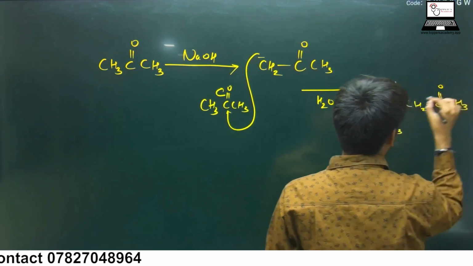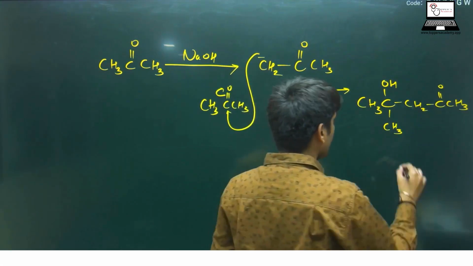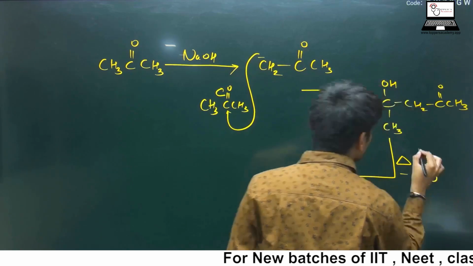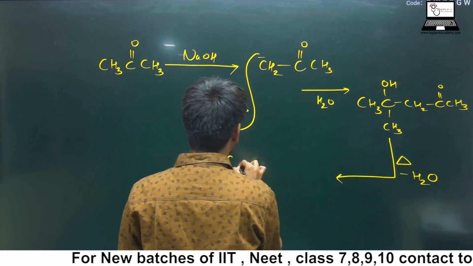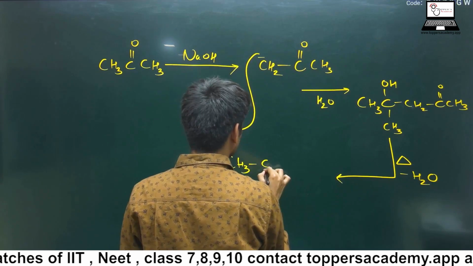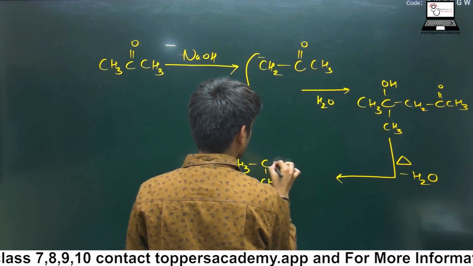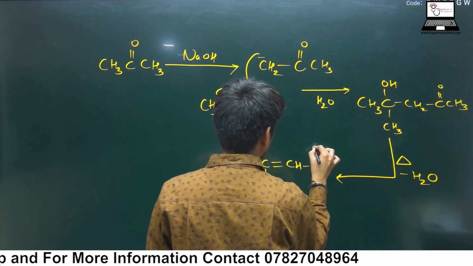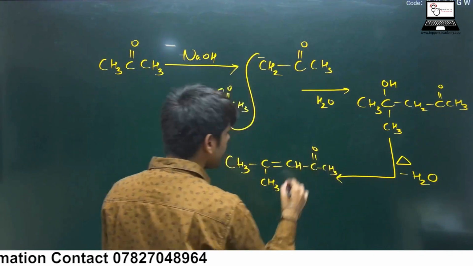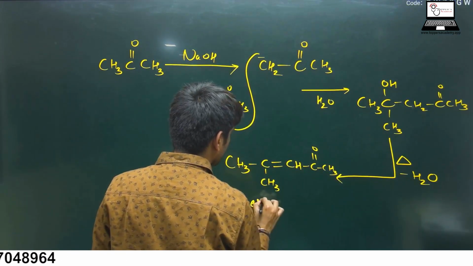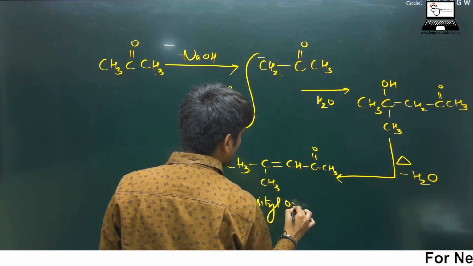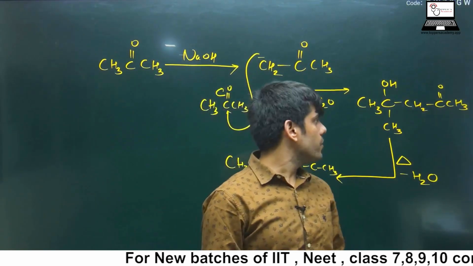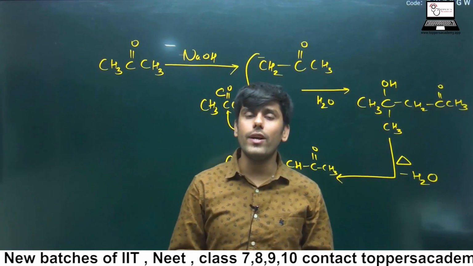So this is your alpha beta unsaturated ketone. Now what happens when I heat it? There's a removal of a water molecule, elimination of a water molecule, and what I have is mesityl oxide. This is called mesityl oxide. So this is again an example of aldol condensation.